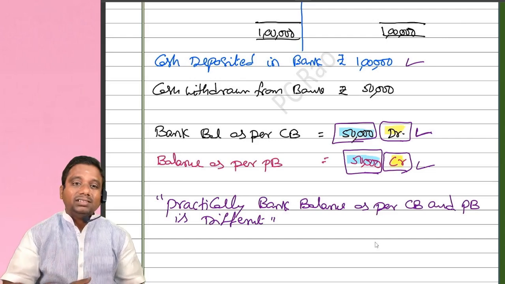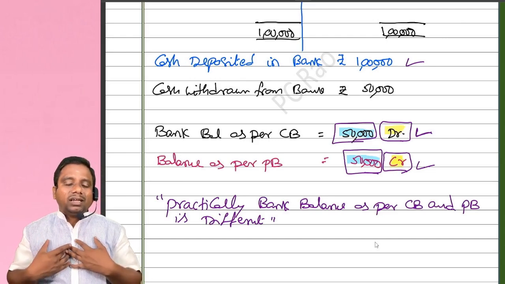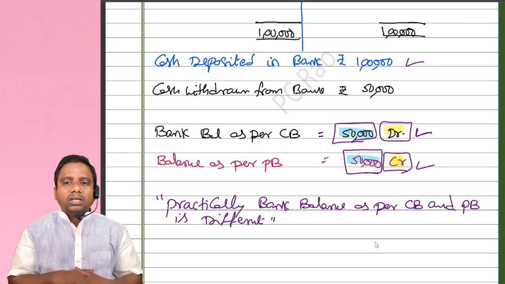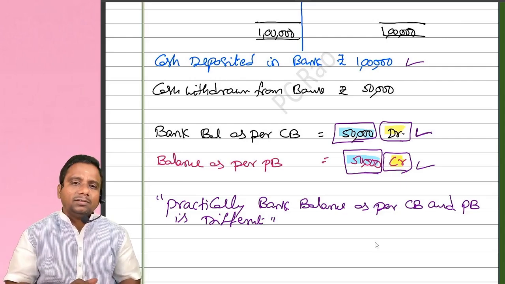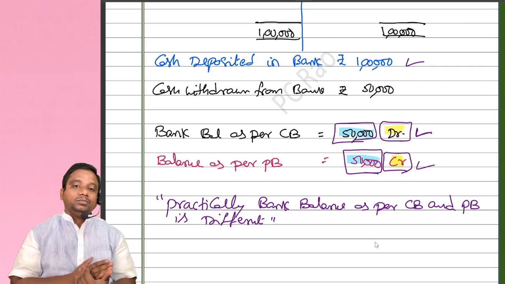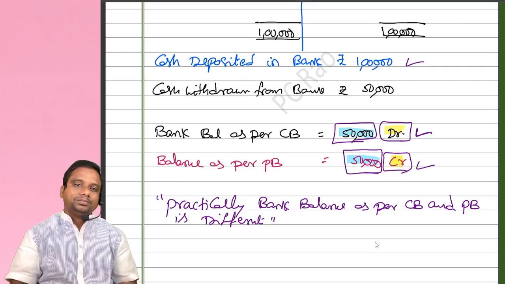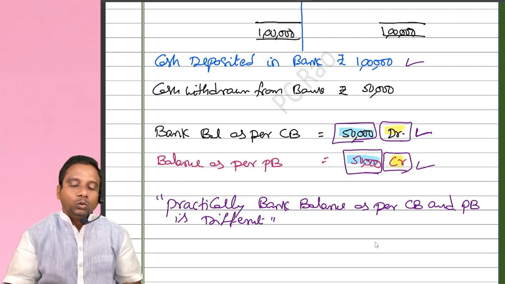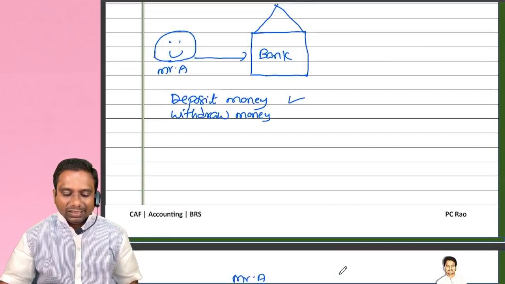Why is this difference? When a transaction happens between me and the bank, I am recording it in the cash book and the bank is also recording it in the passbook. Then finally we should get the same amount of balance. Then why is it not happening practically? Now here the businessman wants to know the reason. To know that, we prepare a bank reconciliation statement.